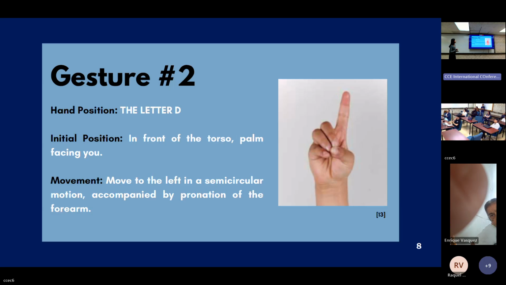Here we can see an example of how we divided these gestures. We actually decided not to translate whole words or sentences. We decided to segment these into what we call gestures. So the gestures we defined ourselves, and we defined them by 3 key points. The first one being hand position. Here we see it's the letter D in the alphabet. We also have it accompanied by a picture. We have an initial position of the hand, and we also have the movement that follows it. And this is how we define the gestures.